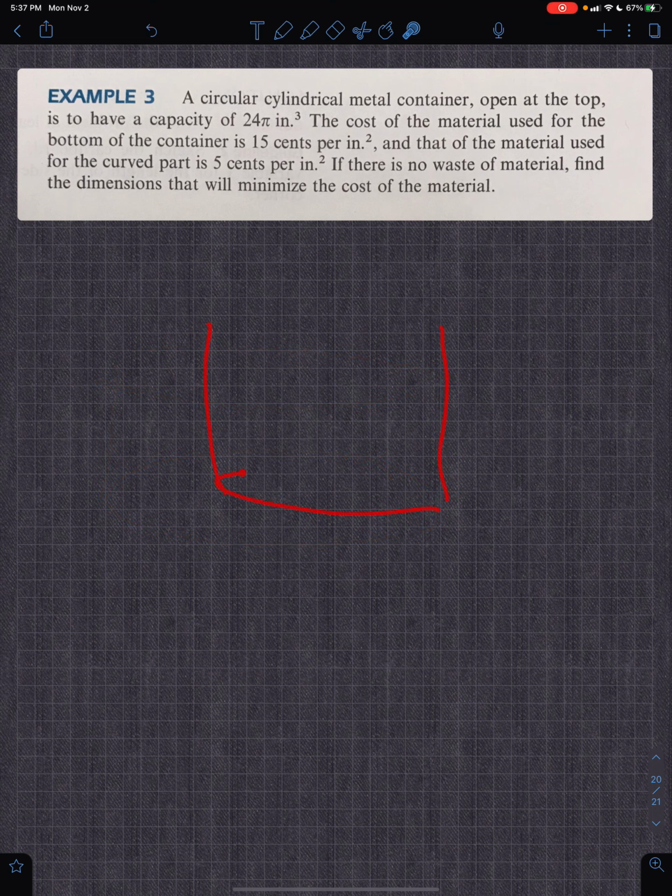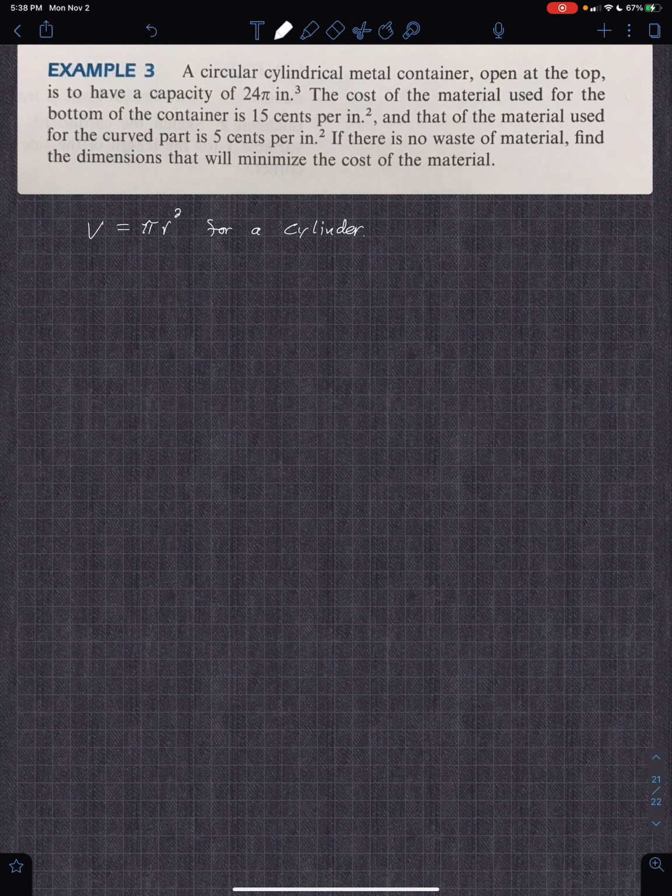Is that what we're looking for, though? Is that what we're trying to find? So pi r squared h, sorry. Volume is pi r squared times h. Okay, well, let's see, what else do we know? Because that's the actual volume. We also know surface area.